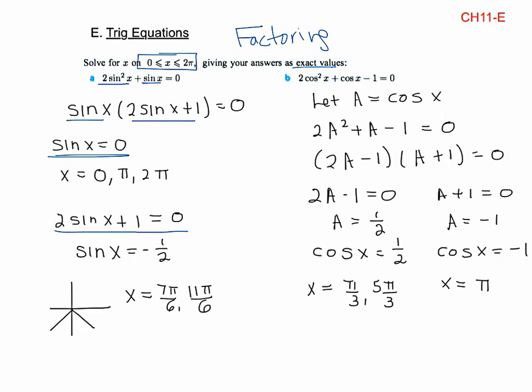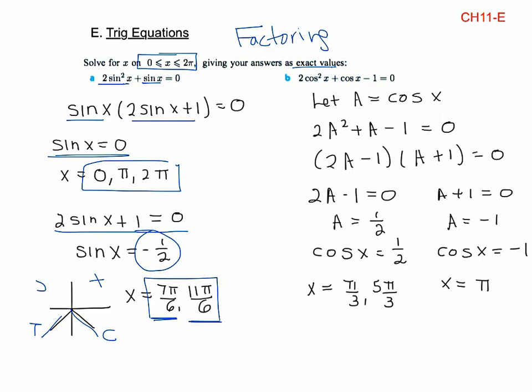2 sine of x plus 1 is equal to 0. So if we subtract 1 and divide by 2, we get sine of x is equal to negative half. Sine is negative, all students take calculus, so it is negative in the third and fourth quadrants. Then think about what angle will return the sine value of negative half. It's at 7 pi over 6 and 11 pi over 6. So the answer to question A will have 0, pi, 2 pi, and 7 pi over 6, 11 pi over 6.